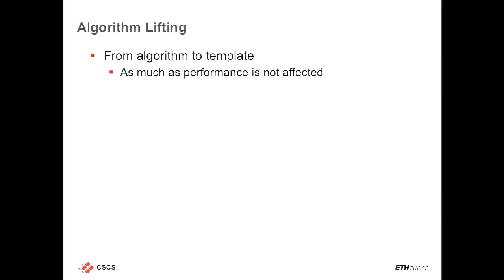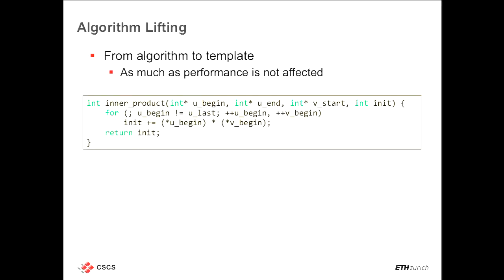There are 2 concepts in generic programming. One is algorithm lifting, which means taking a piece of code that does something and generalizing it, removing constraints on that code as long as the performance is not affected. Let me give you an example. This is a C implementation of an inner product over integers. You might wonder why someone would want to do an inner product over integers. Of course, a computer scientist is the only guy who can do something like this. But that's the function we're working on.